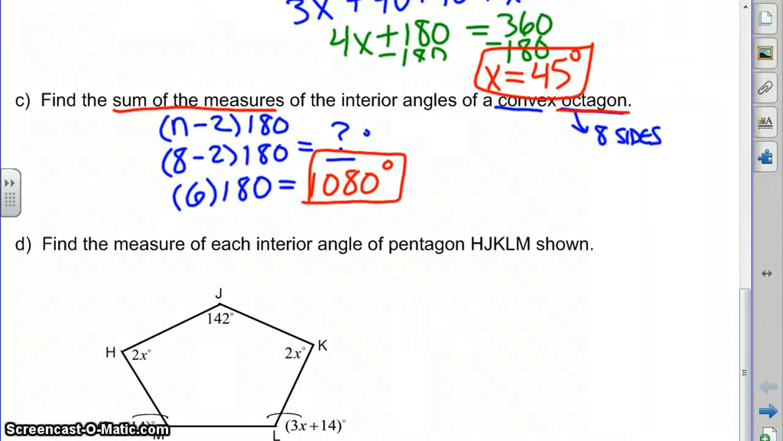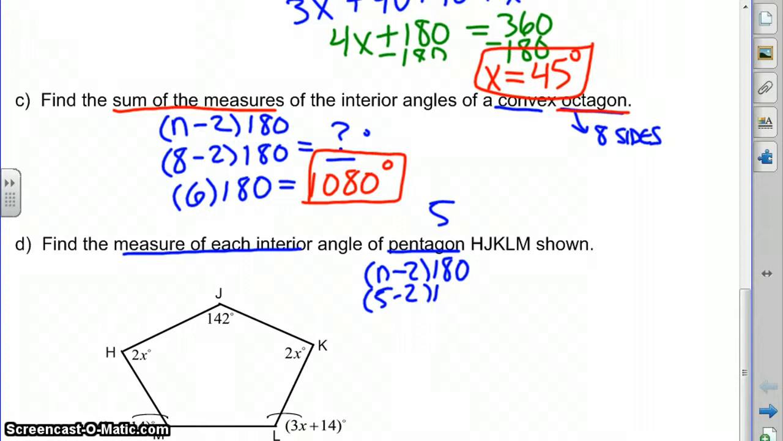Problem D says, find the measure of each interior angle, so make sure that you find all the actual measures, not just x, of a pentagon which has 5 sides as shown. So I know that a pentagon has n minus 2 times 180. That will be 5 minus 2, times 180. Leaves me 3 times 180, which is a total sum of 540 degrees. So when I add up all of my angles, I should have 540 degrees.